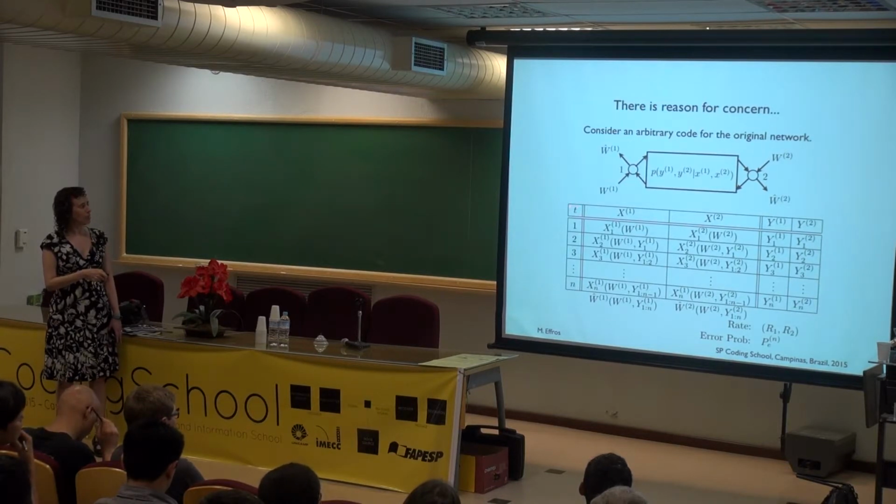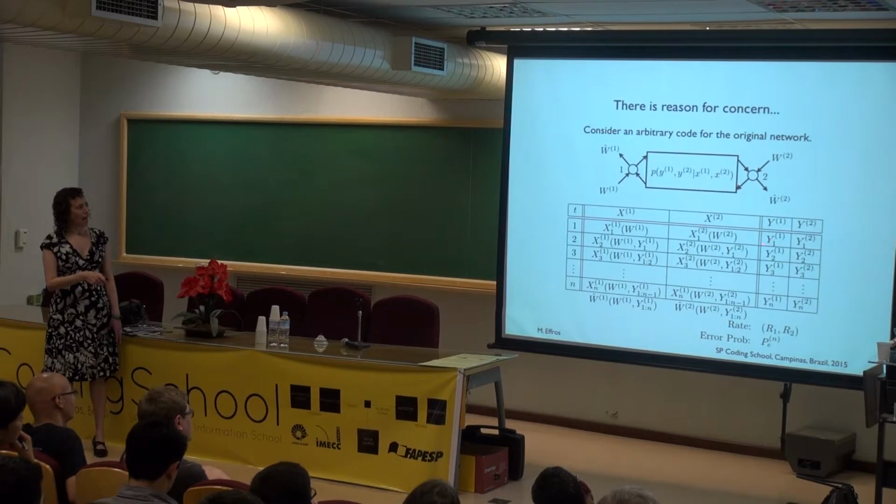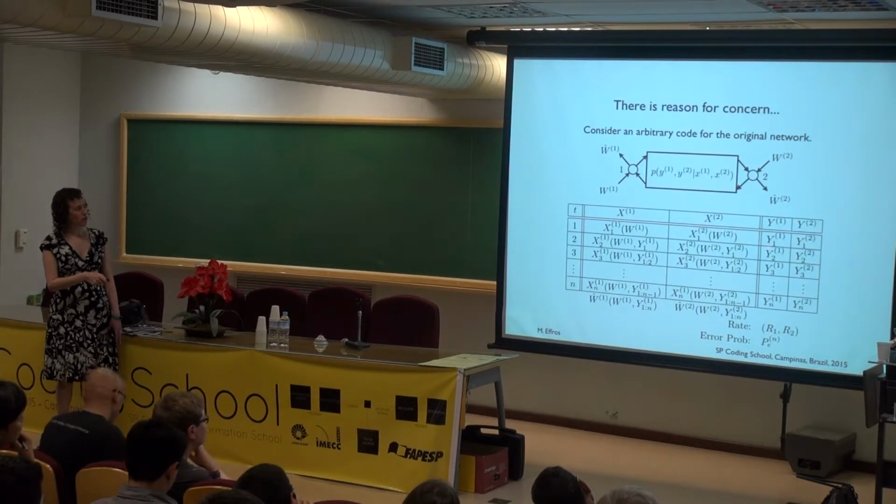So at time step 1, this is what is transmitted by node 1, appears right here in our table. At time step 1, what's transmitted by node 2 appears at this node. And here's what each one receives. Here's what node 1 receives at time 1, and here's what node 2 receives at time 1.